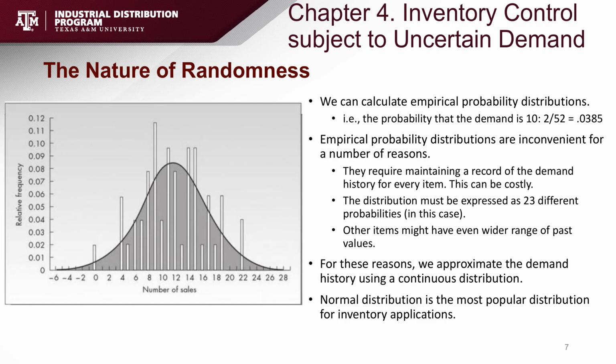Now from that histogram, we can build an empirical probability distribution. You basically just divide each frequency by 52. For example, demand is 10 journals twice, which makes the probability of 10 equal to 2 over 52, about 0.0385. It works, but it's honestly kind of clunky. You'd store the full history for every item, and here, that's 23 separate probabilities. Other items get messier. That's why we usually approximate it with a smooth continuous curve. And the normal distribution is the go-to distribution for inventory.